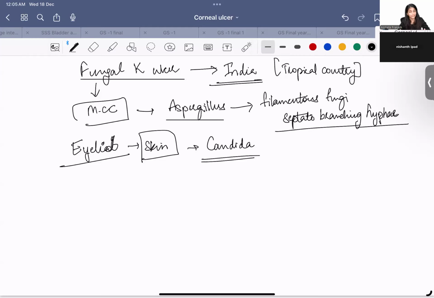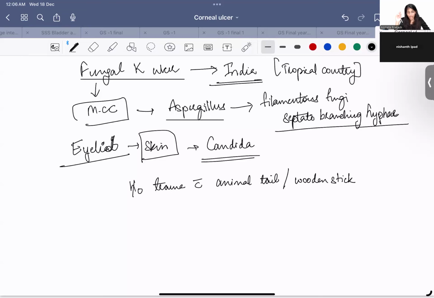Another clue in your history that you can pick up, or rather, most of your MCQs begin with history of trauma with animal tail or wooden stick. We have seen this in most of your MCQs that they keep saying history of trauma with vegetative material. So if vegetative material is in the history, it is your fungal corneal ulcer. Without much doubt, you should be able to click onto the fungal corneal ulcer as your right option.